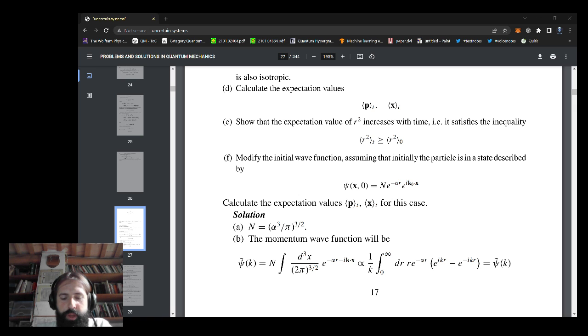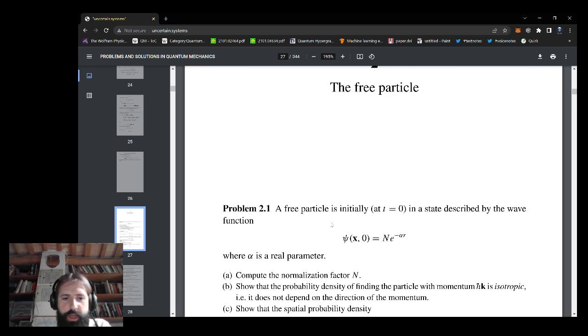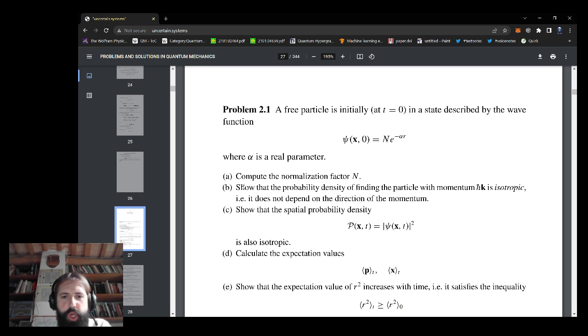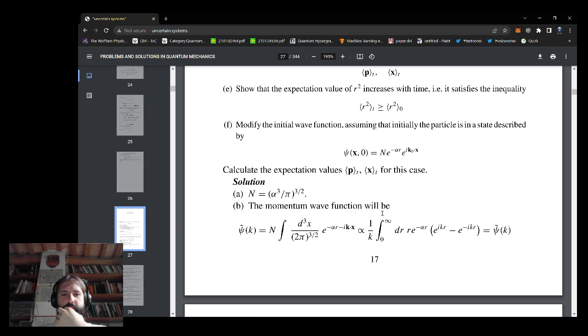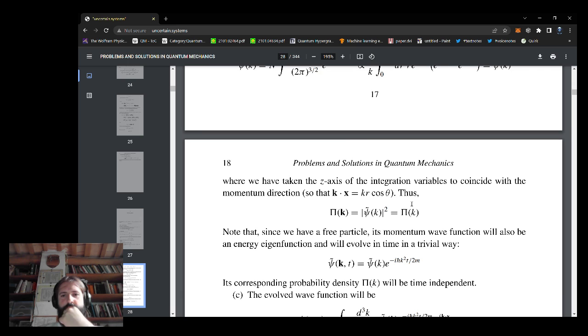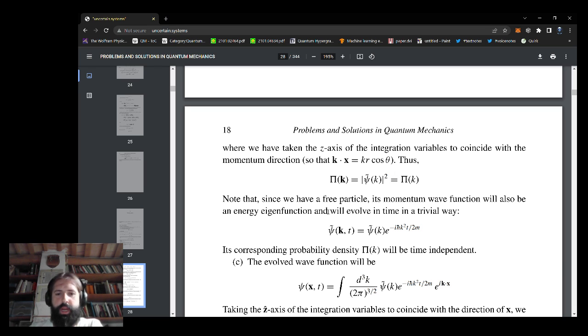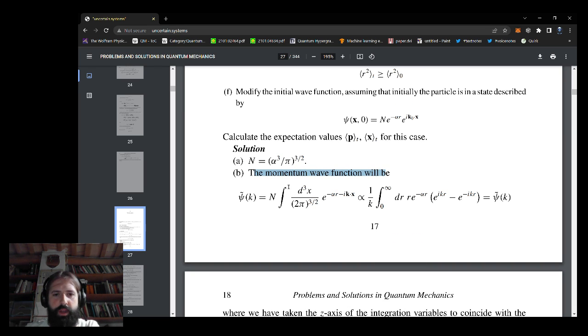Now I want to go back to the next step in here, which is showing that the probability density of finding the particle with momentum h bar k is isotropic. So it does not depend on the direction of the momentum. There's a big step that is still unknown to me, which is the conversion between position and momentum. I care less about the exercise results specifically, but what I want to understand is the logic of how these things are translated.